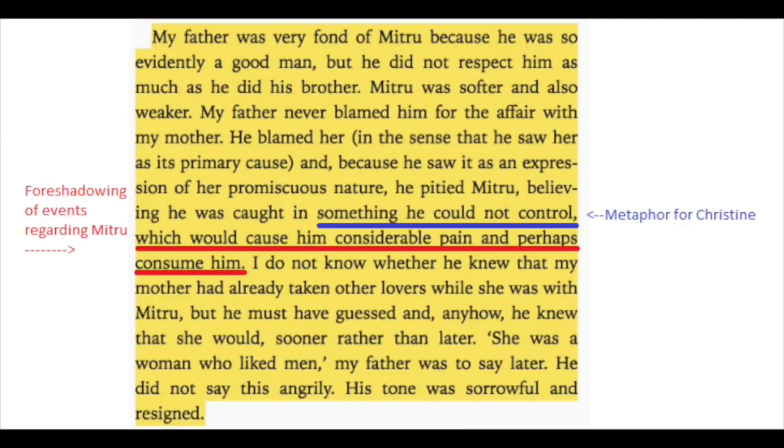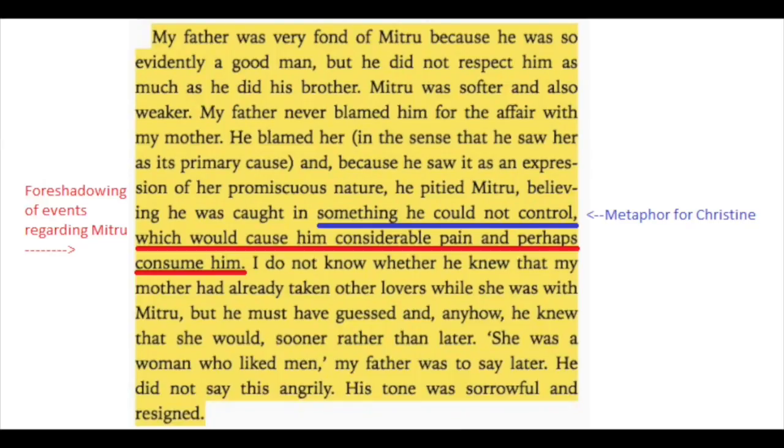The metaphor that I found from this extract was when Romulus pitied Mitru, believing he was calling something he could not control. From this, we see that Romulus believes that his wife Christine is something that is uncontrollable, which tells the reader that there is something unstable about Christine, which is hinted by Romulus when saying that Christine has a promiscuous nature that even he couldn't handle and nor will Mitru be able to handle.